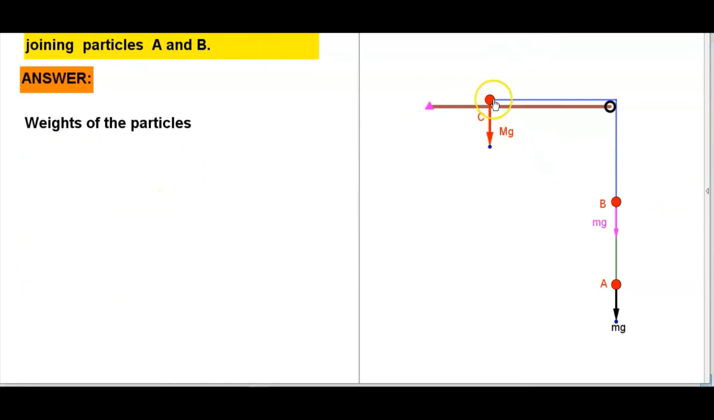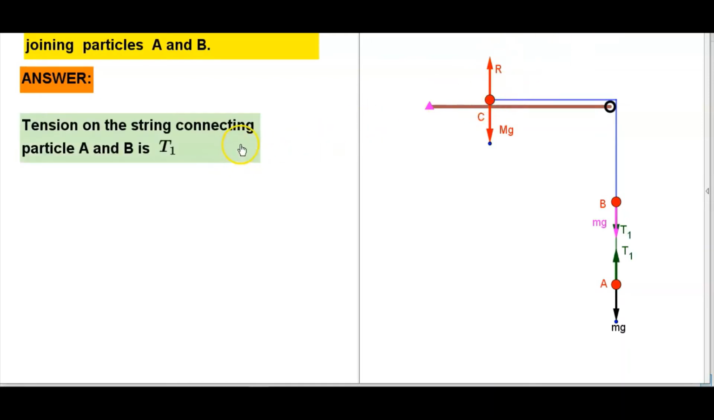Weight of the particles. Weight of this particle is capital Mg. Weight of this particle is small mg, and weight of this particle B is mg. Reaction on particle C is R by this table, perpendicular to the table. Tension on the string connecting particles A and B is T1. Here T1, here also T1. This T1 acting on this particle, this T1 acting on this particle.